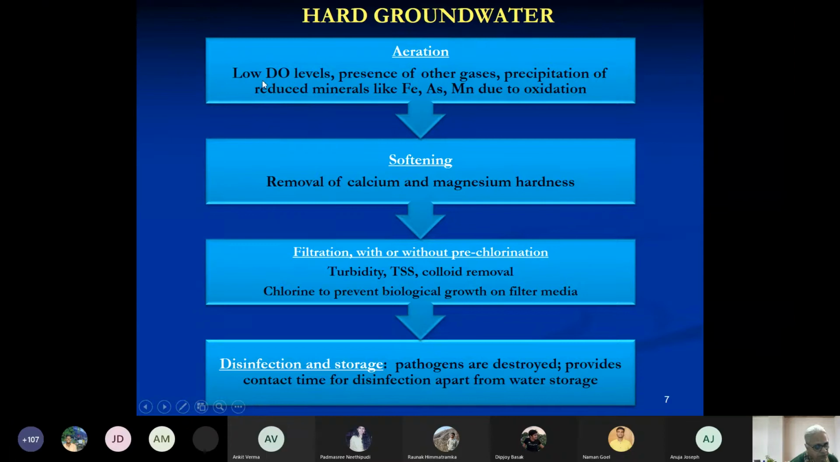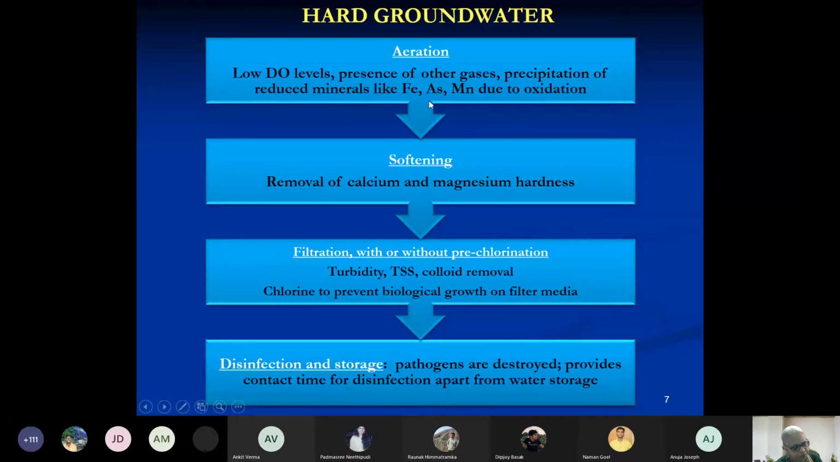And because these are suboxic or maybe even zero DO, under those conditions, you will have reduced minerals. So Fe will be in the form of ferrous iron. Arsenic is associated with Fe. Now you also know that Fe2 has higher solubility than Fe3. Fe3 is practically insoluble if the pH is around 7. Fe3 has zero solubility practically.